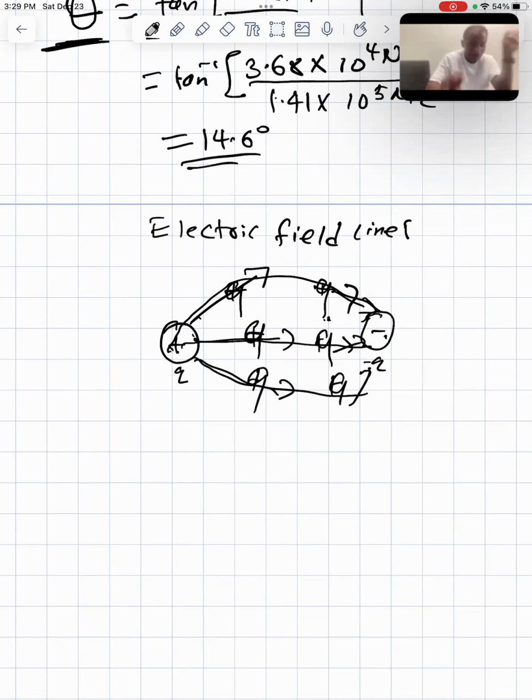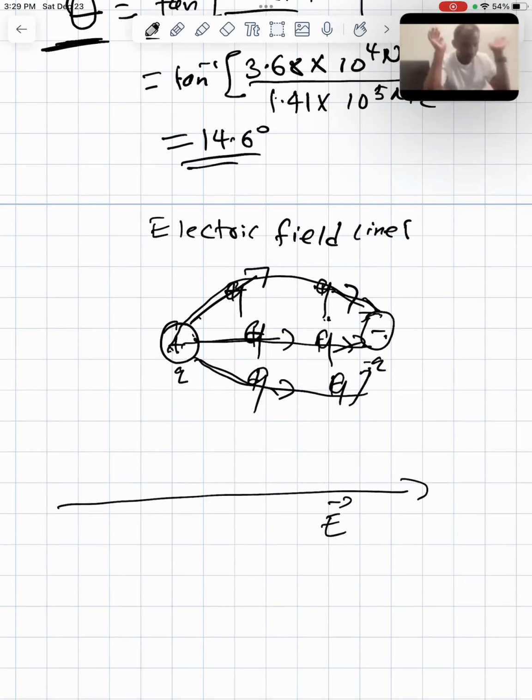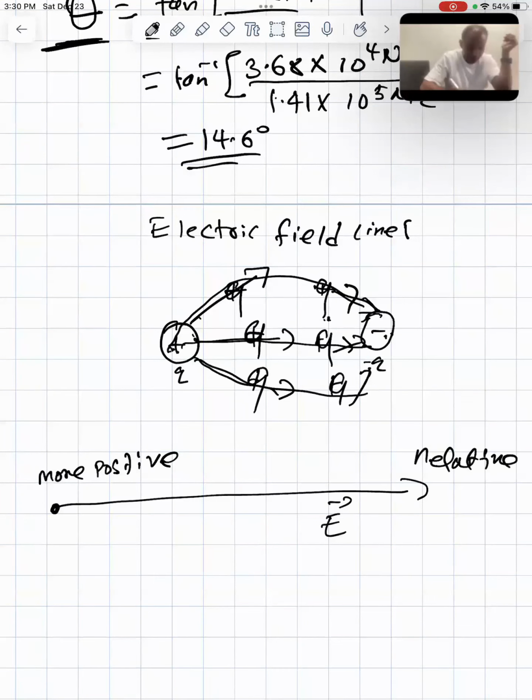Okay. Now, I have another question. If I have an electric field created somewhere in space, coming from space, since the electric field goes from plus to minus, don't forget the tail is more positive. The arrow is more negative, because you see the electric field goes from plus to minus.